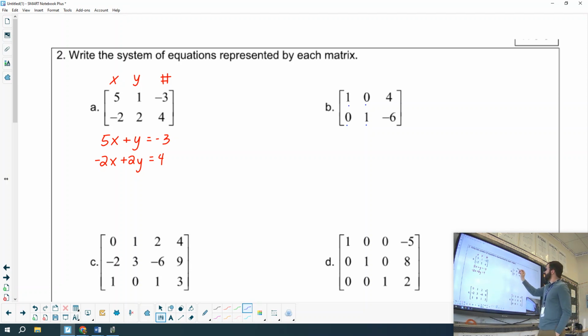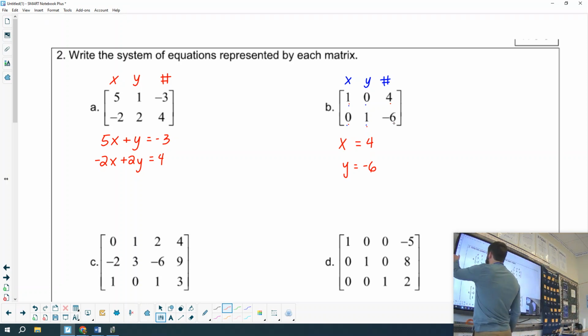Look at this. Here's my x's, here's my y's, here's my whole numbers, right? Well, look. If I have 1x and 0 y's, 1x equals 4. Oh, it just told me the answer. You see what I'm saying? That's why it's called a solution matrix. Same thing here. 0 x's and 1 y equals negative 6. So just like that, bam, we got our answers. Okay? So that's how we read a solution matrix.